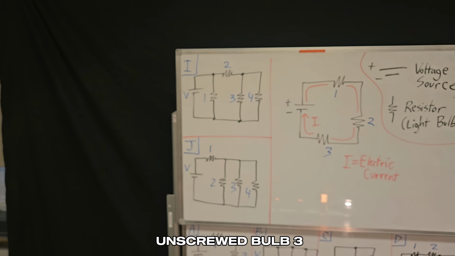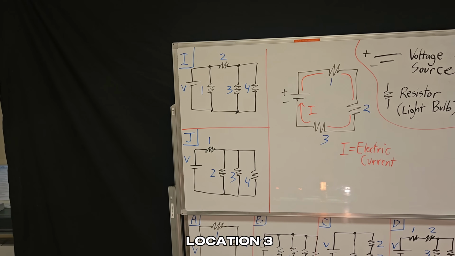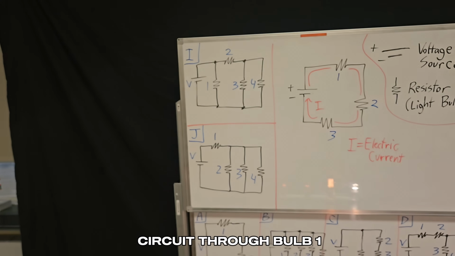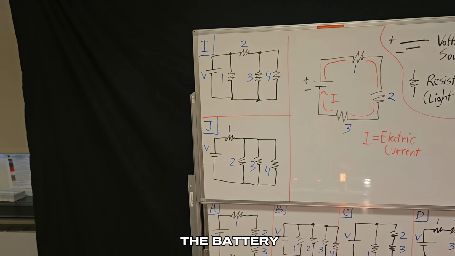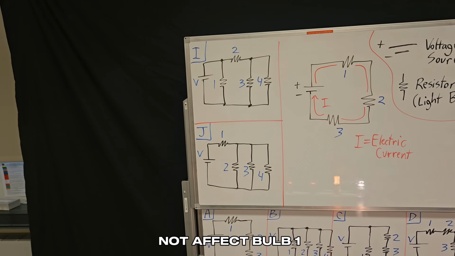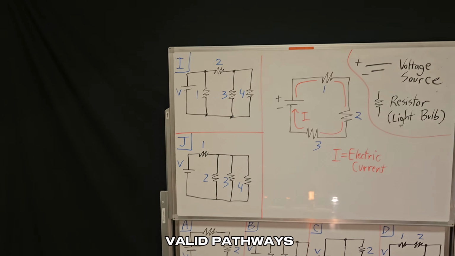And then when I unscrewed bulb 3, every bulb also stayed on because a hole at location 3 does not affect the circuit through bulb 1, and it won't stop current from going through bulb 2 and 4 and getting back to the battery. And then finally, unscrewing bulb 4, same result. It does not affect bulb 1, 2, and 3 because those are still perfectly valid pathways.